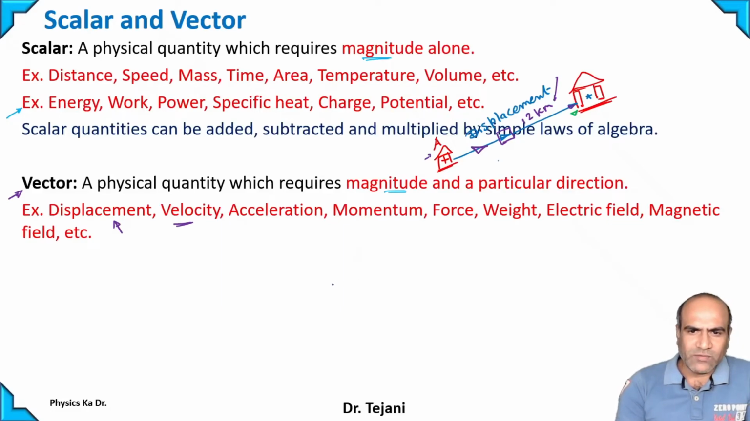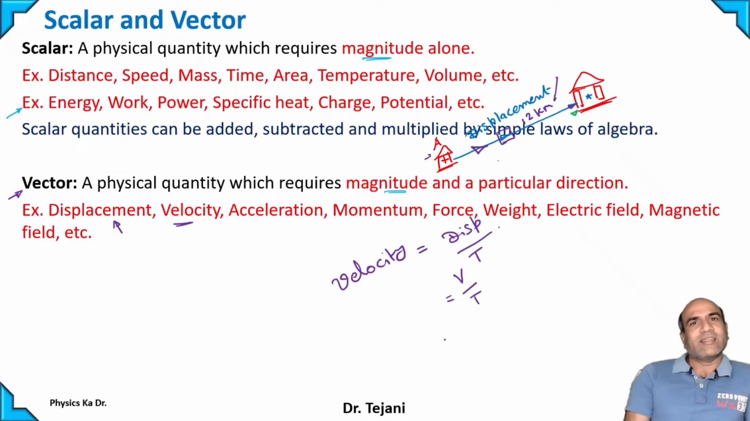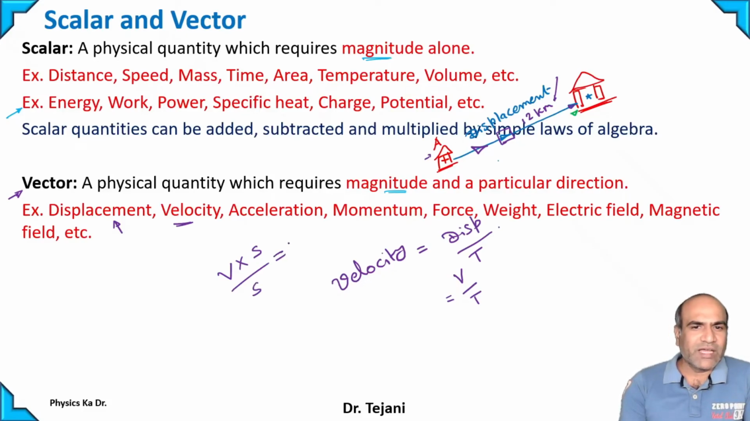Now what is velocity? Velocity is equal to displacement divided by total time, divided by time taken. In the case of speed, it was distance divided by time. Here, it is displacement divided by time. And we know that displacement is a vector quantity and time is a scalar quantity. If we multiply a vector with a scalar, or divide a vector by a scalar, ultimately we will have a vector quantity.